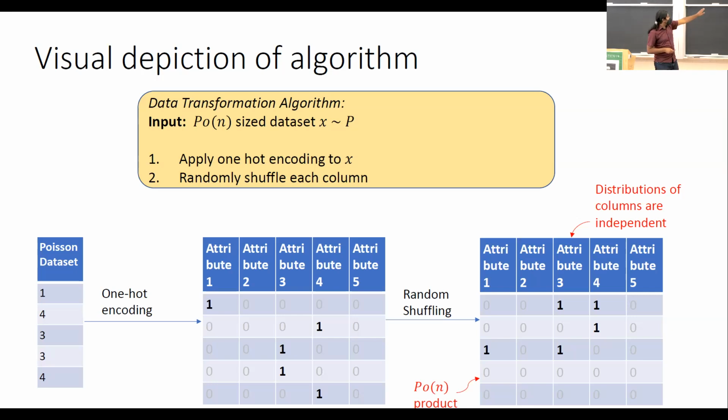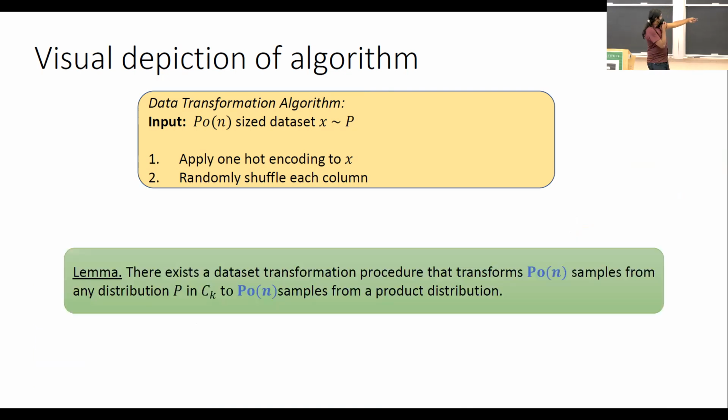And so you may ask, why did we do this random shuffling? It's because in a product distribution, all permutations of a column are equiprobable, and random shuffling allows us to enforce that constraint. And so essentially what we've given you a sketch of the proof of is that there exists a data transformation procedure that transforms Poisson of n samples from any distribution P in this class C sub k to Poisson of n samples from a product distribution.